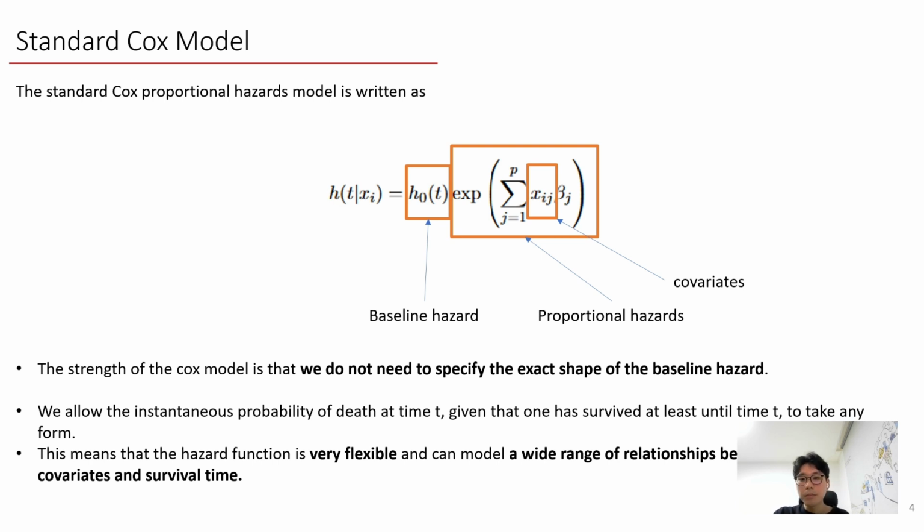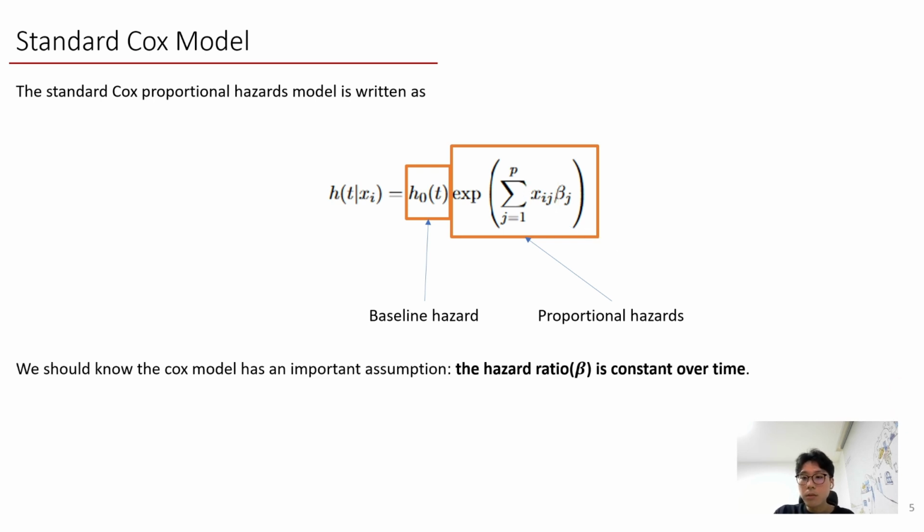The standard Cox proportional hazard model is written as here. h0(t) is the baseline hazard, and the exponential is the partial hazard that shows how much the covariates multiply the baseline hazard. The strength of the Cox model is that we do not need to specify the exact shape of the baseline hazard. The model leaves the overall time pattern of risk flexible and estimates how the covariates relatively increase or decrease the hazard.